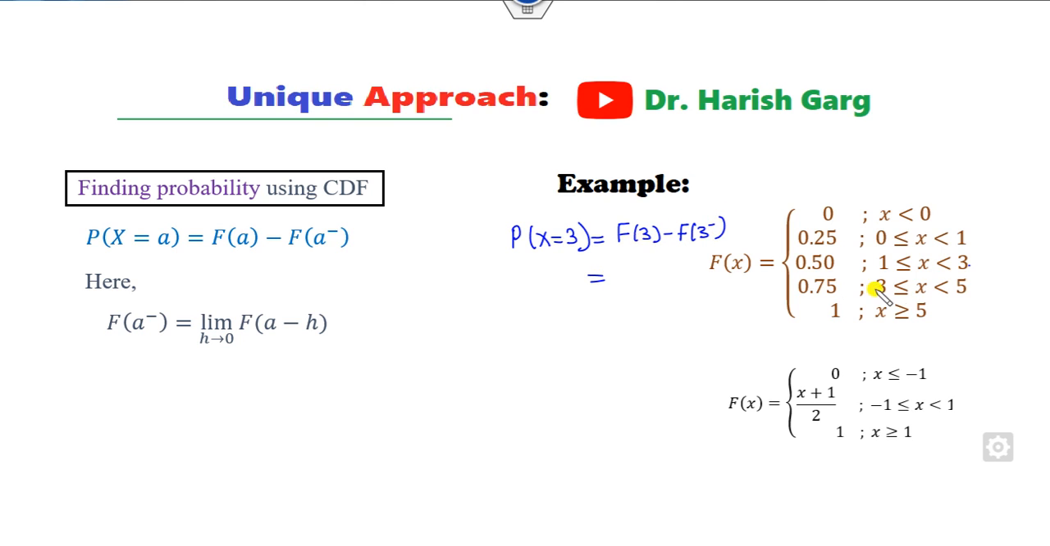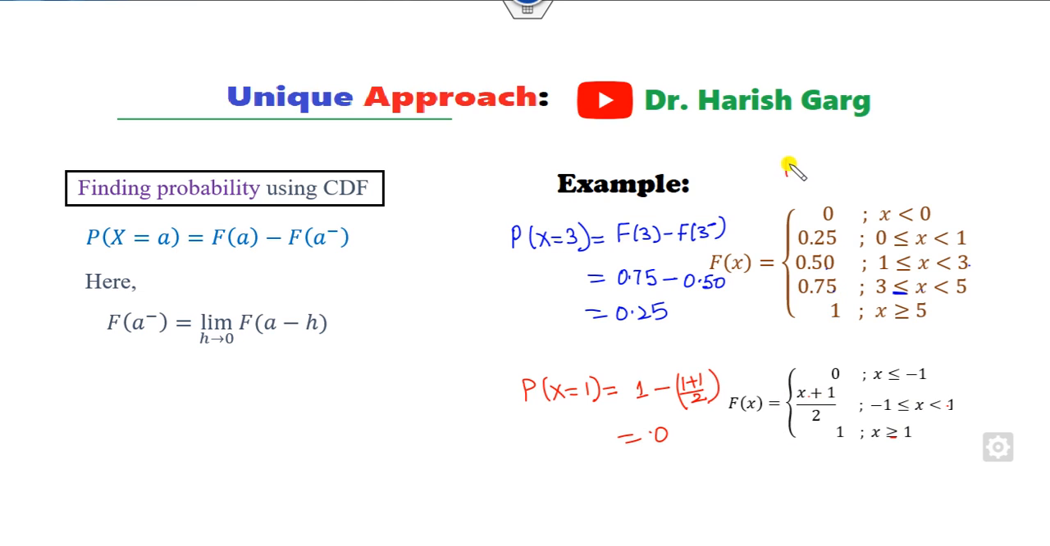So what is that 3? That is the equality; 3 appears here. The answer is 0.75 minus F of 3 negative, which means 3 less than 3, that is my 0.50. So the right answer is 0.25. Similarly, if I find the probability at the point, say 1, since the equality appears here, it is F of 1 minus the left hand limit of this. So I can substitute the value at 1 here, and whatever the answer will be is here.